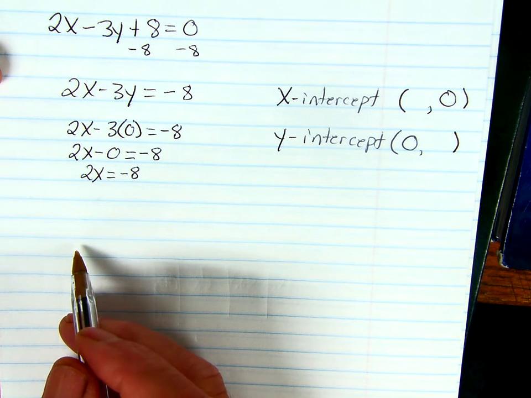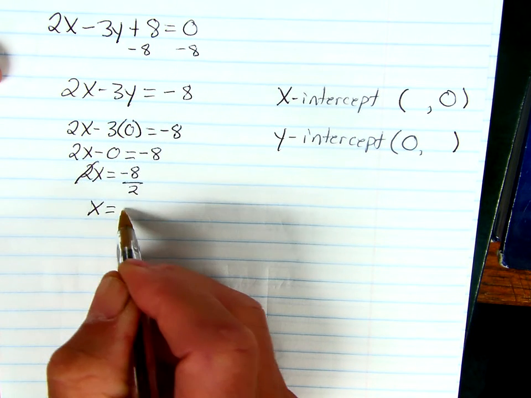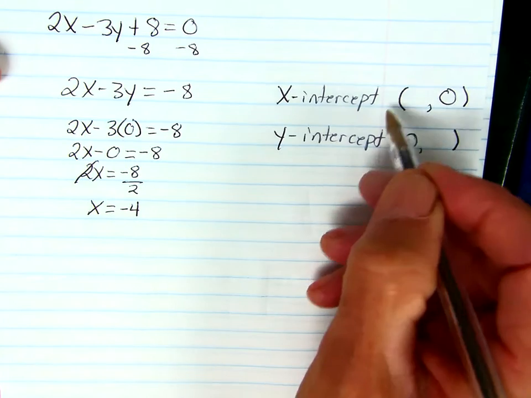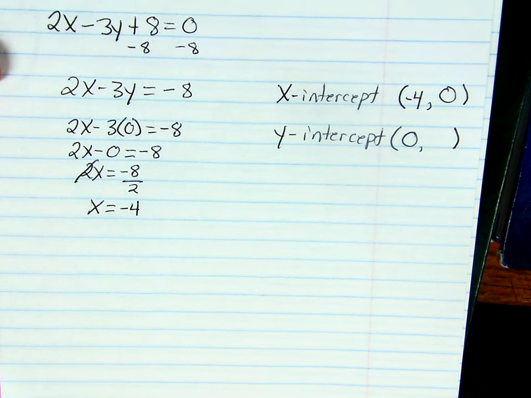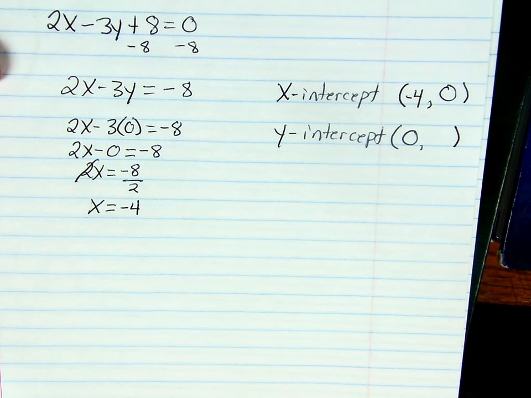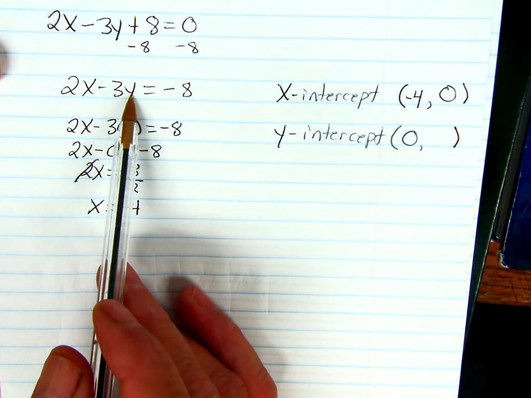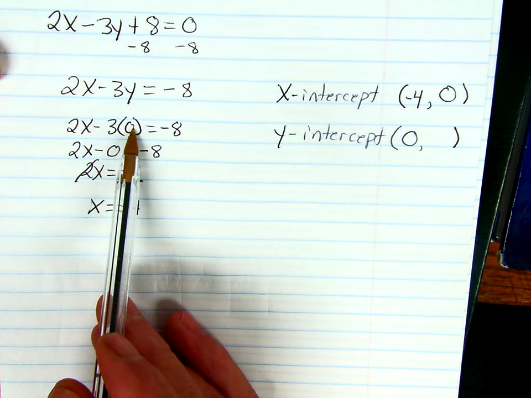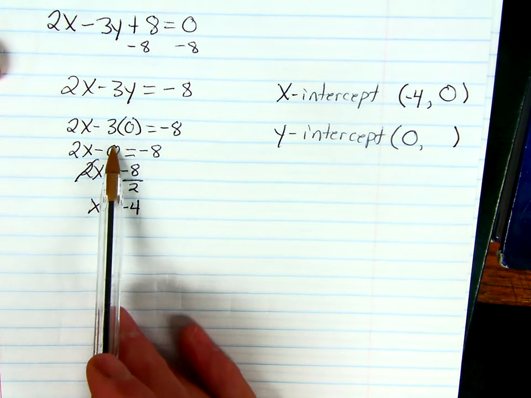Now what? Divide both sides by 2. So x equals negative 4. Here's where you need an x, negative 4. So to get the x-intercept, we took the y out, replaced it with 0, because if it's the x-intercept, y equals 0, and then we just simplify it.